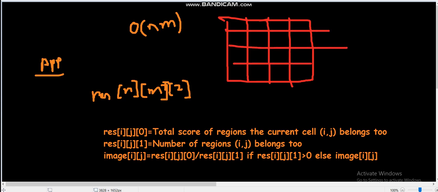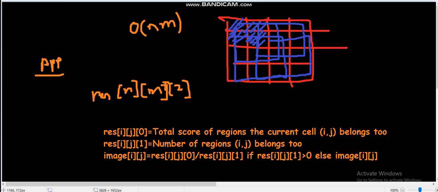Now we'll take every starting cell. This could be a starting cell because this grid is possible. This could be a starting cell because this grid is possible. So starting cells could be this or this. This is a starting cell because this grid is possible, and this is also a starting cell because this grid is possible. So we'll check for every starting cell.